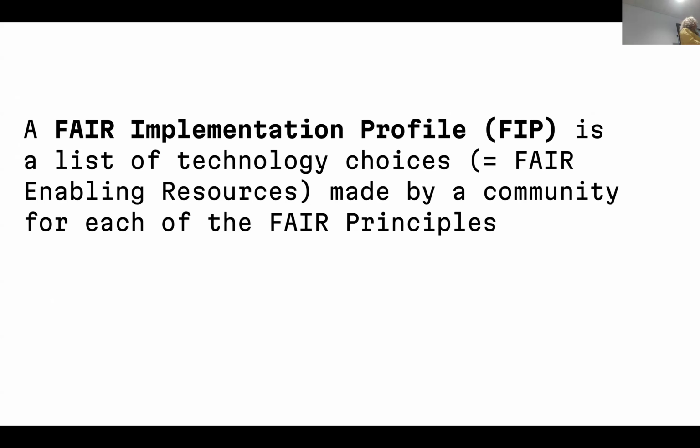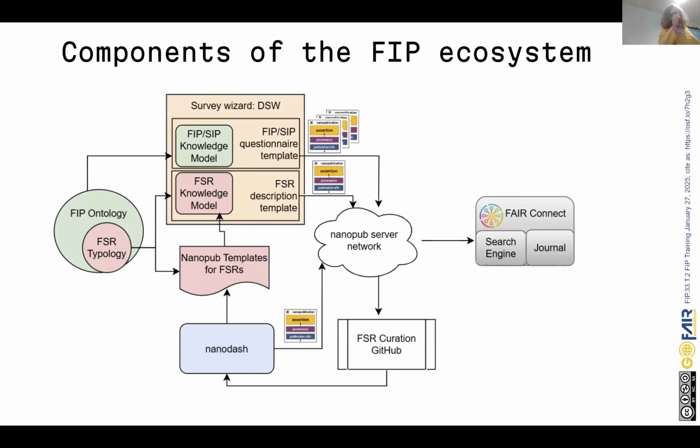the technology choices taken by a community of practice to implement the FAIR principles. So the FAIR Implementation Profile is such a list. And these technology choices are called FAIR Enabling Resources. And this is then the FIP ecosystem that involves what I have showed before, the Data Stewardship Wizard as the entry tool for making it easy to draft this landscape of solutions taken by a community.